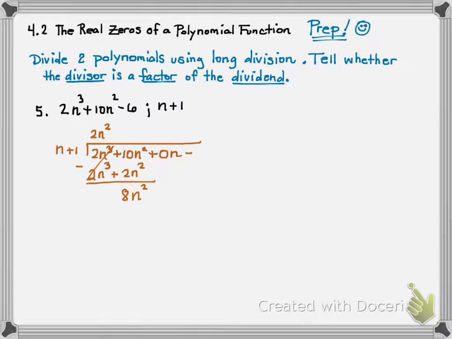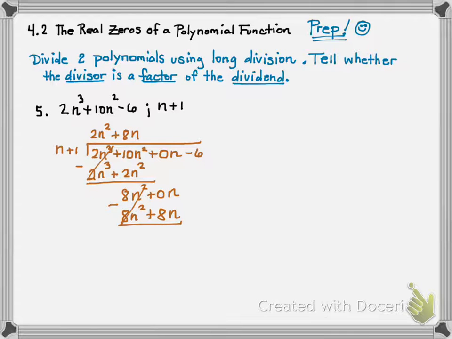But, oh, I forgot that 6 right here on the end, you guys. Sorry about that. Way on the end over here. I'm going to put that 6 right there. My bad. All right, now I'm going to bring down that plus 0n. All right, and again, I'm going to focus on this n and the 8n squared. What times n is 8n squared? That would be 8n, right? So I'm going to say plus 8n, that gives me 8n squared plus 8n, subtract them.